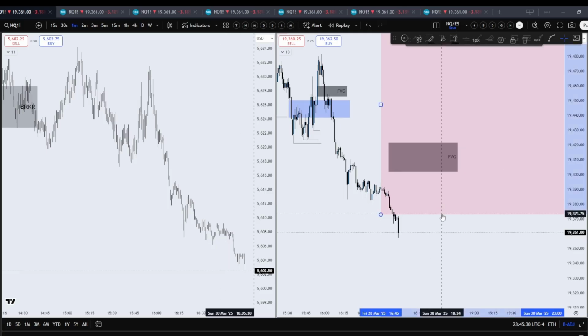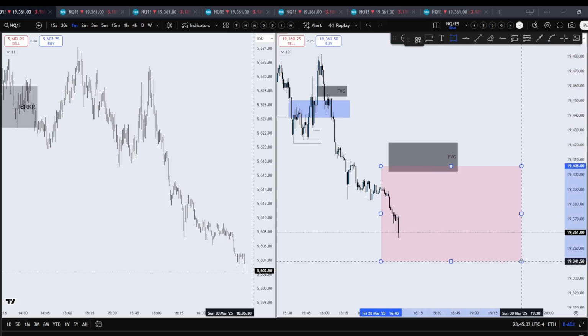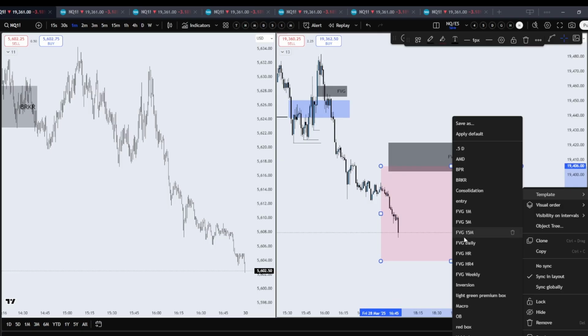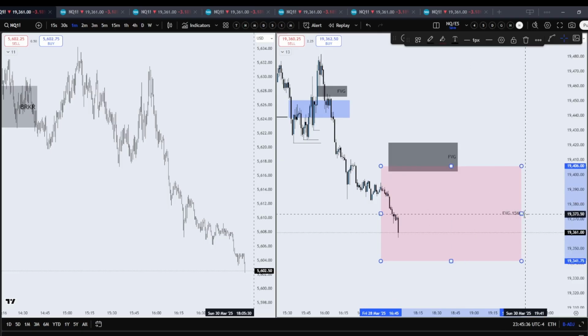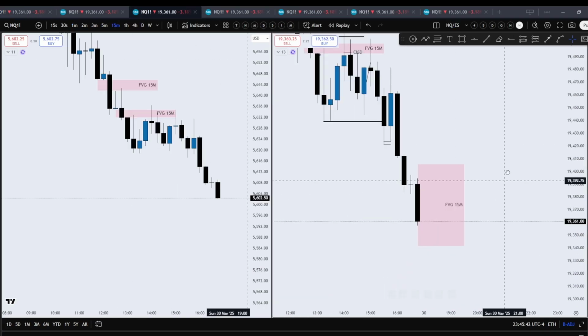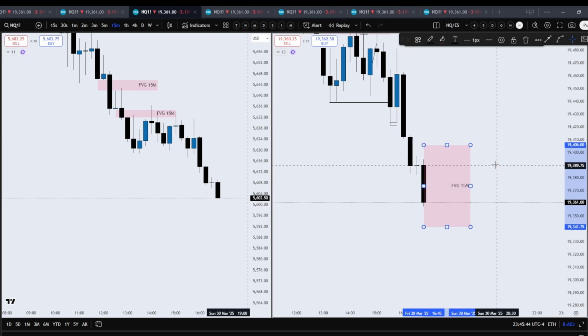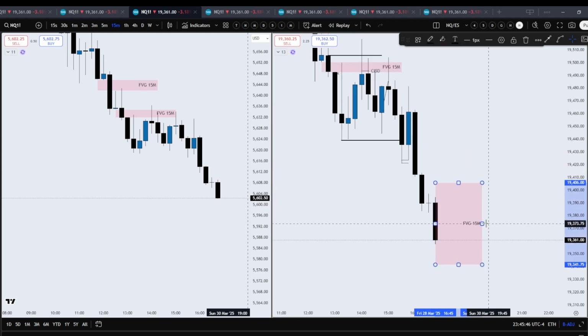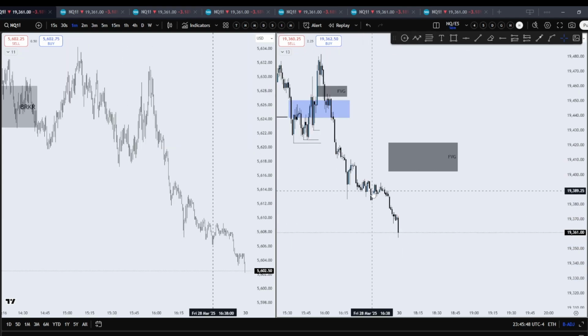So I mark it on the 15-minute. Let's say I'm going to delete this and draw another one here. Put it as a 15-minute fair value gap. The visibility, once again, would show on the 1 as well as the 15-minute chart. And that's what you can see here. So doing that allows me to really navigate and be clear on what I'm looking for.